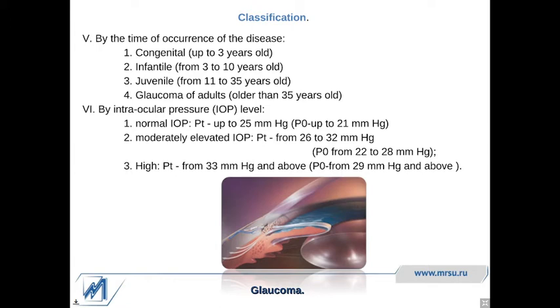By intraocular pressure level, normal IOP is when tonometric IOP is up to 25 millimeters, moderately elevated IOP is from 26 to 32 millimeters, and high IOP is when the tonometric pressure is from 33 and above millimeters Hg.